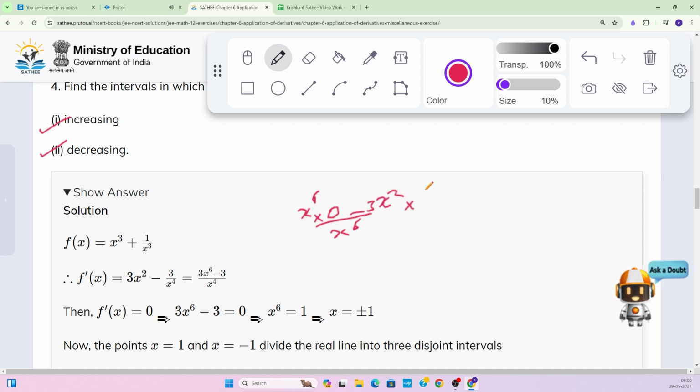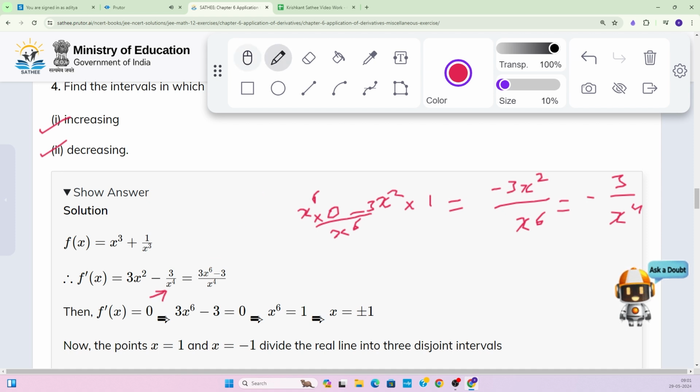As you can see, the numerator is just 1. So you will have minus 3x squared divided by x power 6. This means minus 3 by x power 4. So this is what is already written over here. Now simplify it. What you will get is (3x power 6 minus 3) divided by x power 4. Take 3 common, you will have x power 6 minus 1.